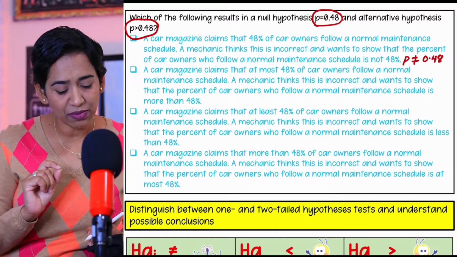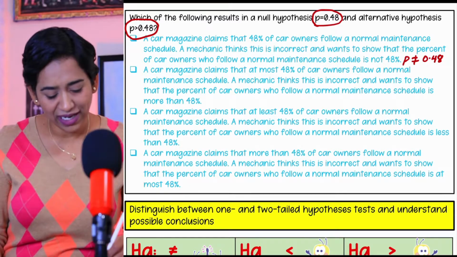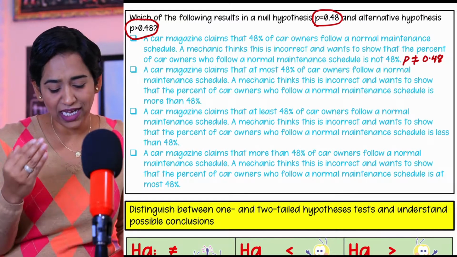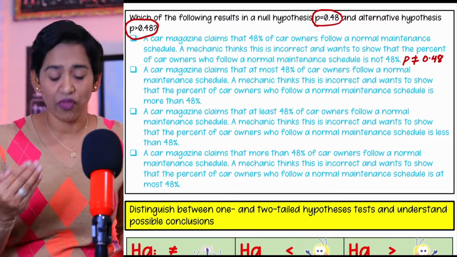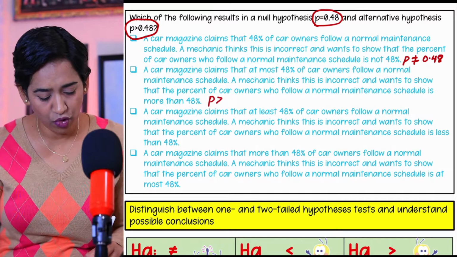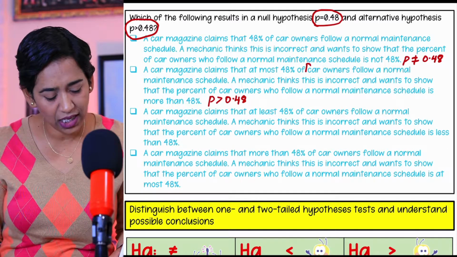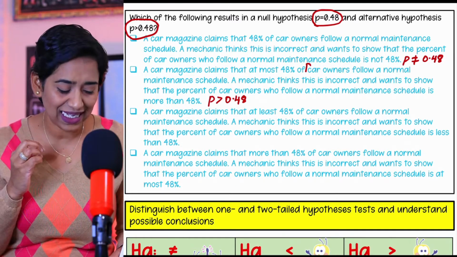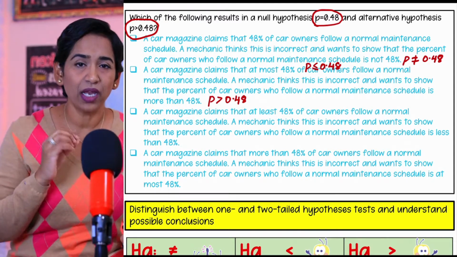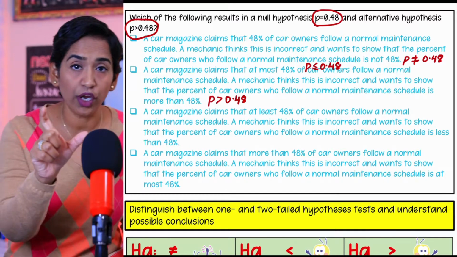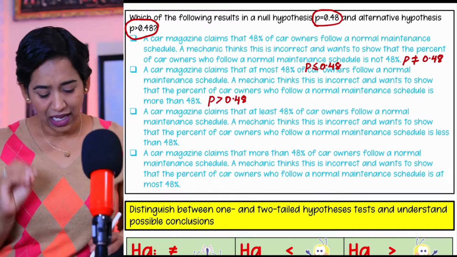The car magazine claims that at most of the cars, owners follow a normal maintenance, and a mechanic thinks this is incorrect and wants to show that the percentage of car owners who follow a maintenance schedule is more than 48. So here he wants to show more than 0.48, but here it's at most. So my null hypothesis at most is less than or equal to 0.48. Keep in mind, I'm looking for the words equal to 0.48 and greater than 0.48. So I'm only going to pick the option that has those two. Let's look at the next option.